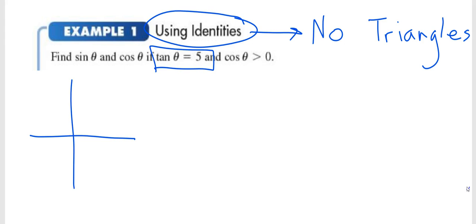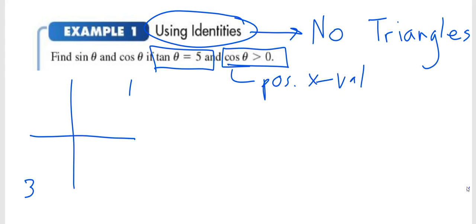We've been told that the tangent is 5. That should narrow it down to quadrants 1 and 3, right? And then we have one other piece of information. So, what does that narrow it down to? Is it in 1 or 3? We're in quadrant 1 because we have a positive x value, right? So we know we're up here.